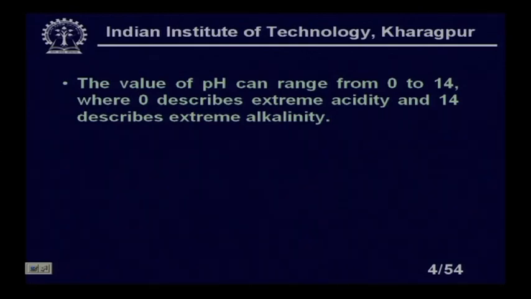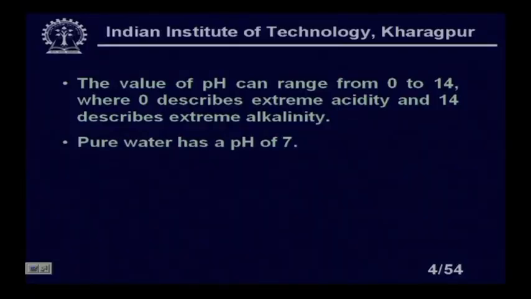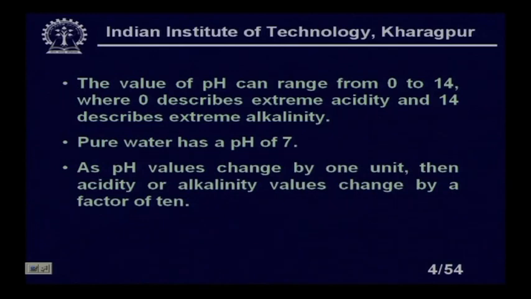The value of pH can range from 0 to 14, where 0 describes extreme acidity and 14 describes extreme alkalinity, right. This is the range of pH, either 0 to 14, and if it is neutral, neither acidic nor alkaline, then the pH will be 7. Pure water or distilled water has a pH of 7. As the pH value changes by 1 unit, the acidity or alkalinity changes by a factor of 10.